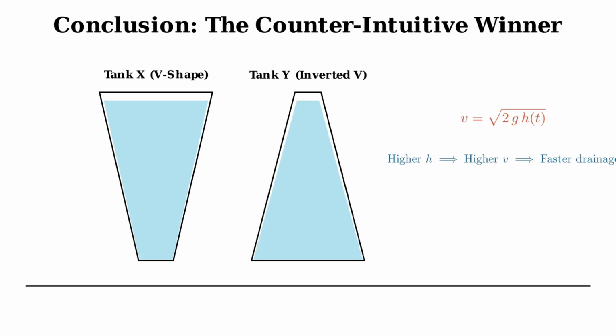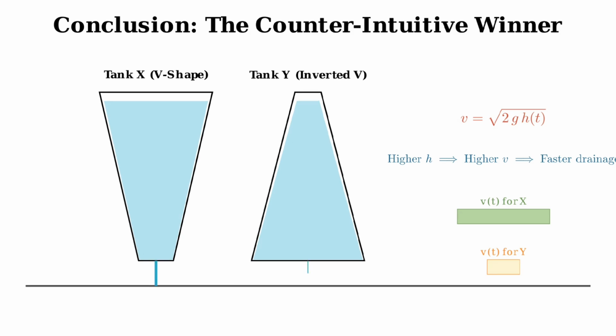In tank X, the wide top acts as a reservoir. The water level barely drops at first, so h stays large, and therefore the exit velocity stays high for a much longer duration. Think of it this way. At every single moment during the drain, tank X maintains a greater water height than tank Y. Greater height means greater velocity at every instant. Greater velocity means more volume leaves per second through the same drain hole. So even though tank Y's surface seems to race downward, the actual volumetric outflow from tank X is consistently larger throughout the entire process.